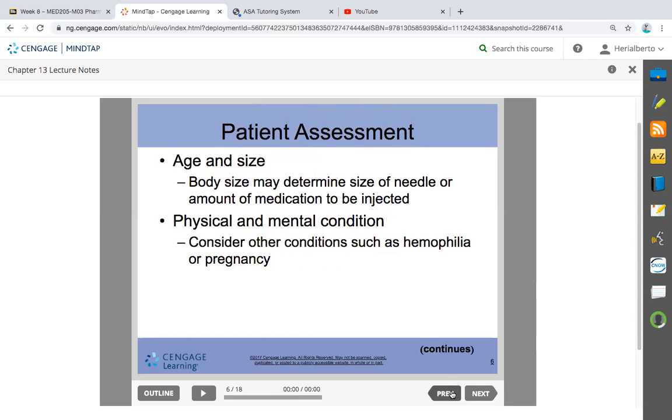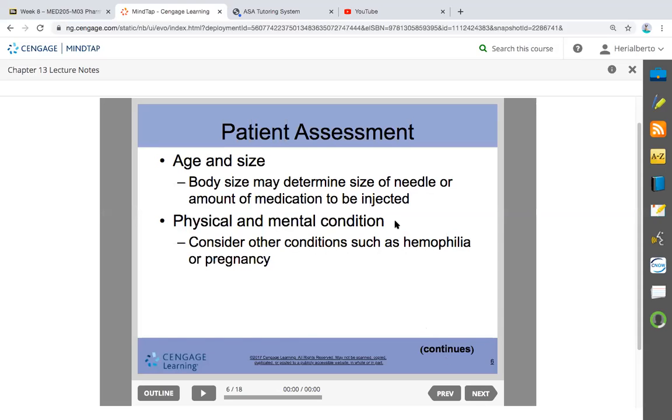Second, patient assessment. For patient assessment, you need to take into account the age and size. The body size may determine the size of the needle or the amount of medication to be injected. The physical and mental condition. Consider other conditions such as hemophilia or pregnancy too. And also ask the patient if he's allergic to any medication. That's really important.